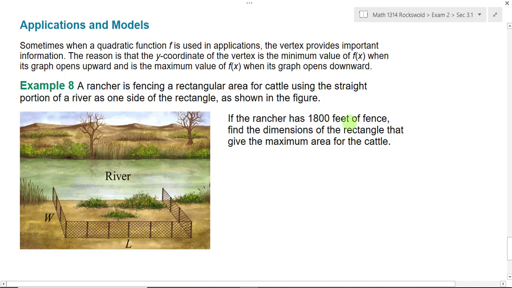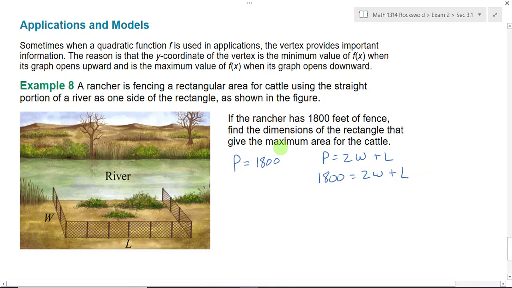We're told something about the amount of fence that he has. That's called the perimeter. Where the fence goes is on the outside edge. So our perimeter is equal to 1,800 feet. In this particular problem, with the way the picture is drawn, the perimeter is also equal to 2 times W plus L. So we end up with 1,800 equals 2 times W plus L.